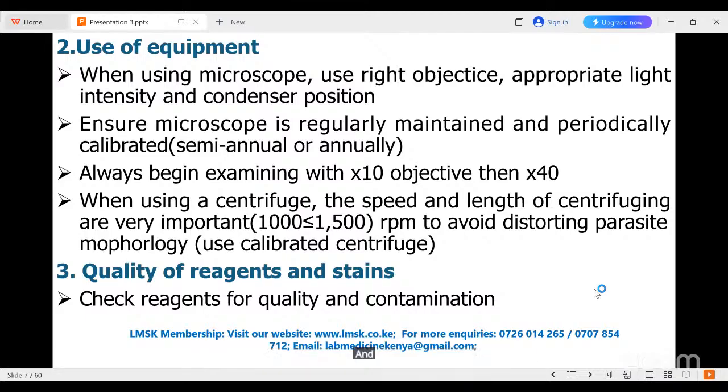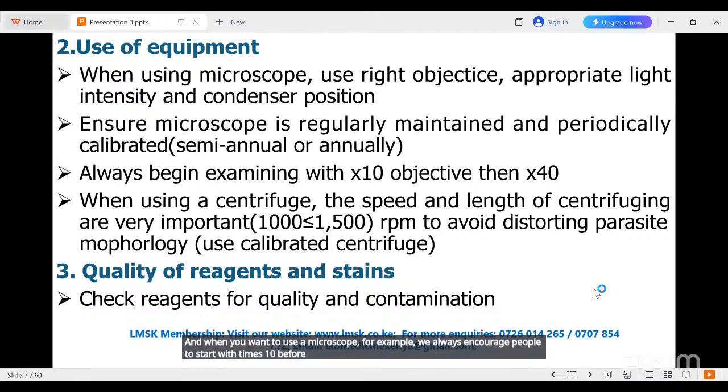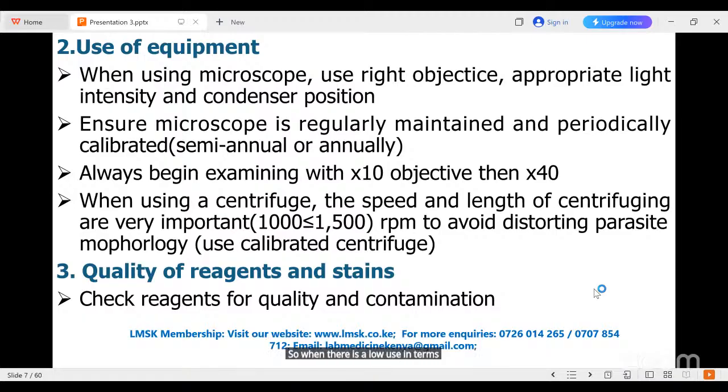And when you want to use a microscope, for example, we always encourage people to start with times 10 before times 40 when doing stool examination. So the essence of using times 10 first is that times 10 gives us a very wide range of fields that we can examine than times 40. So for preliminary, for quick analysis, start with times 10 so that you can get a wide field, many fields at a go, and you can also see some features for preliminary analysis before you advance to times 40 to see some morphological features that you might have missed in times 10, like the internal structures. For example, when it comes to trophozoites, when it comes to cysts.